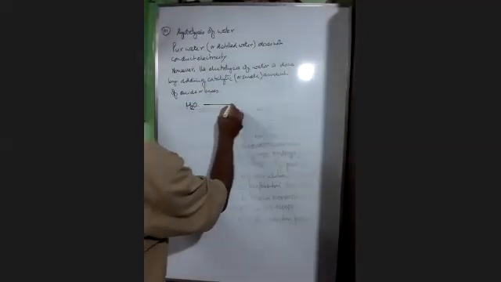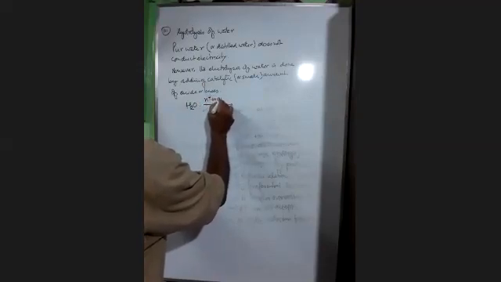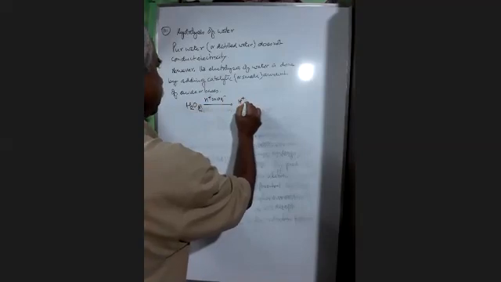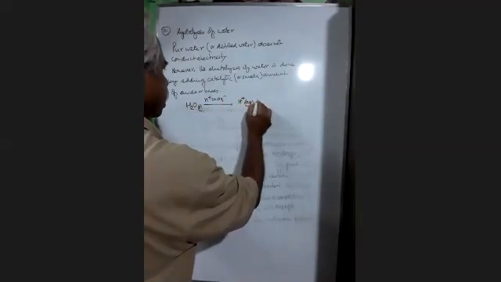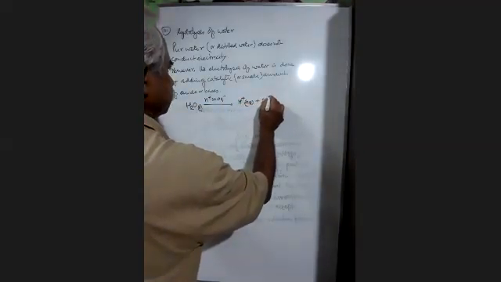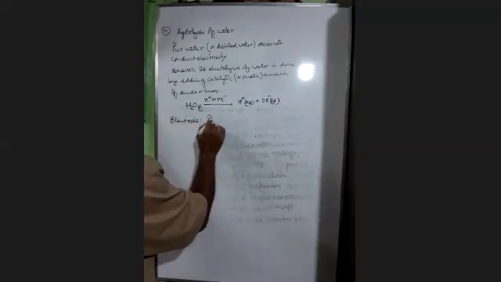What will happen here? H plus or OH minus is being added. So it breaks down to give you H plus aqueous and OH minus aqueous. What electrode do we take here? Electrode is platinum.